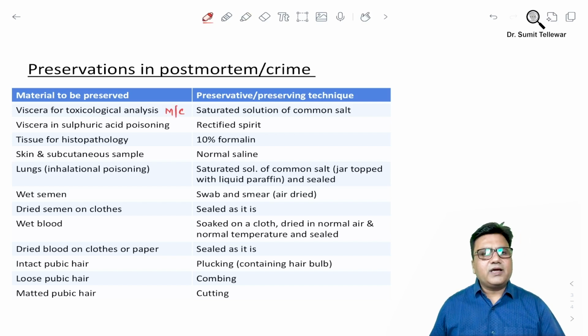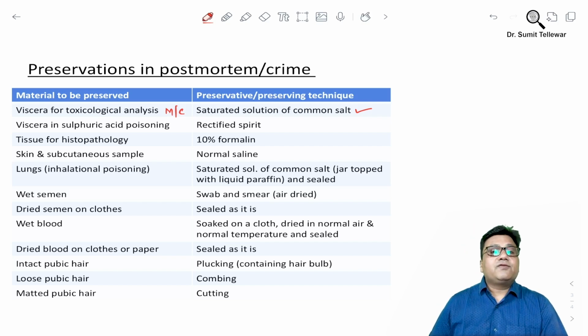Very commonly asked because it is something that is routinely done in forensic dissection room, and the answer to this is saturated solution of common salt. Saturated solution of common salt is the preservative that we use to preserve viscera after autopsy.